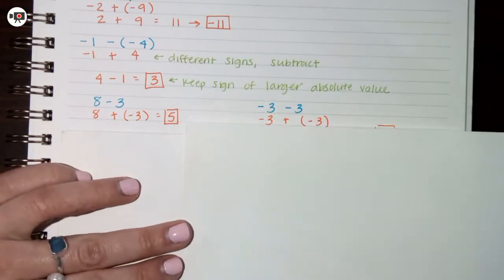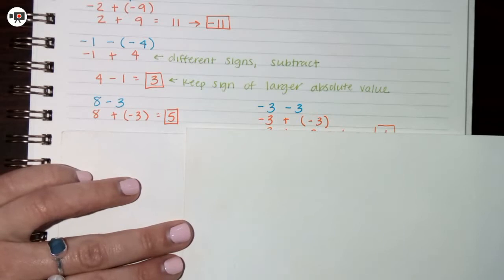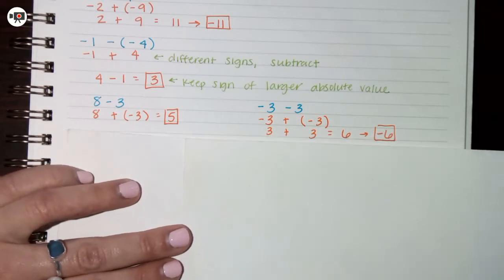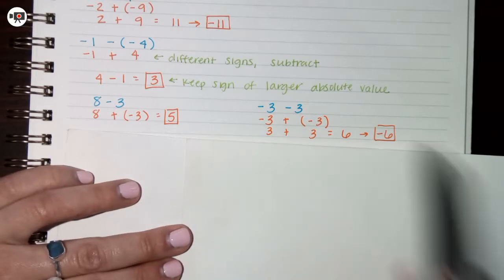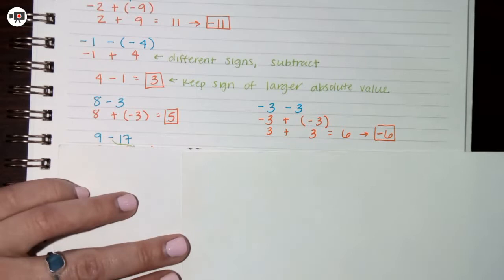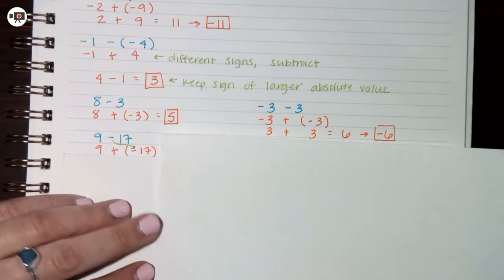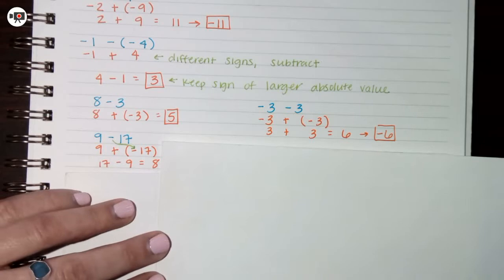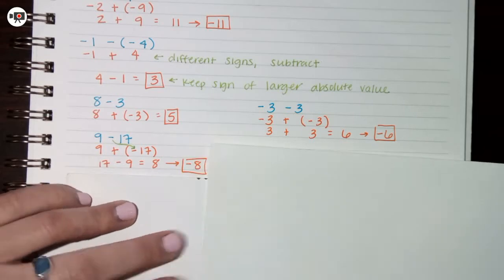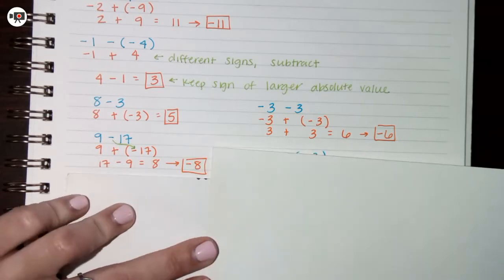Negative 3 minus 3 is negative 3 plus negative 3. Those are the same sign, so you add their absolute values. So you get 6, and we add the negative from both of their signs on at the end. We have 9 minus 17, which is 9 plus negative 17. Different signs, so we subtract, and our answer has the sign of the larger absolute value.